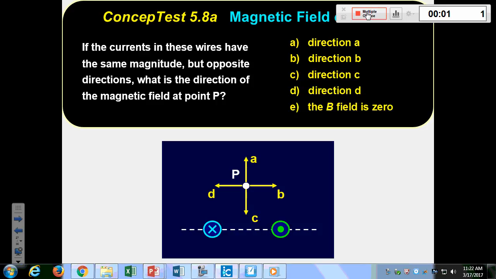We want to know the magnetic field at point C. This is sort of like one we've done before, and probably more like what you'll see on the exam. You want to figure out the magnetic field due to both of these wires at point P, and then pick the correct answer.